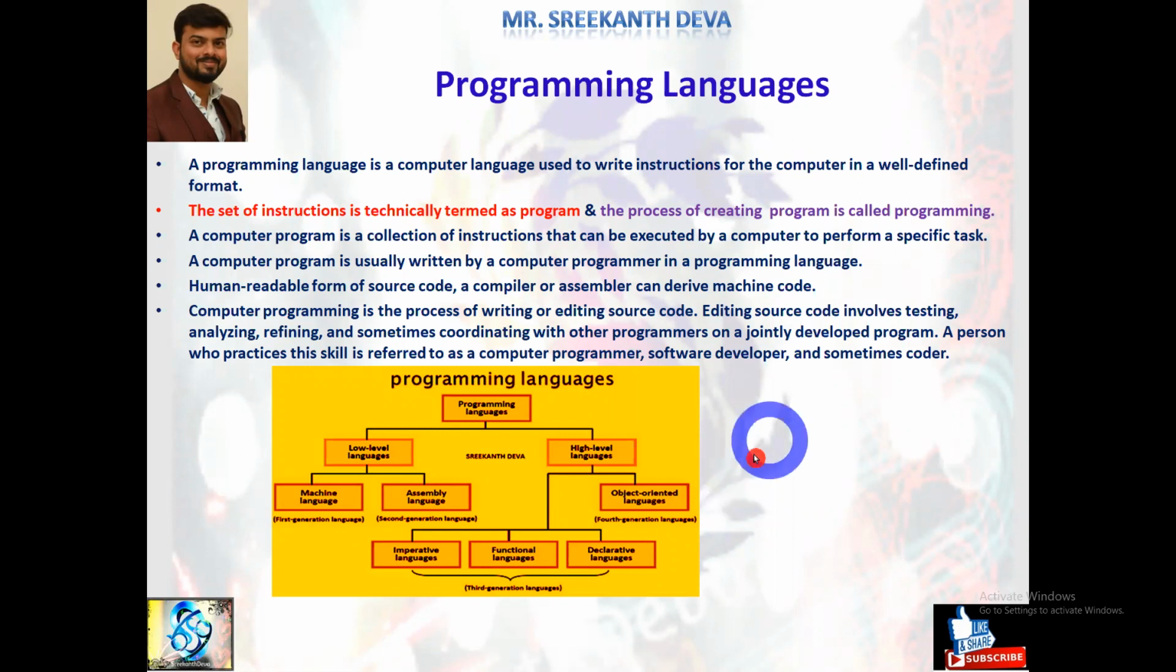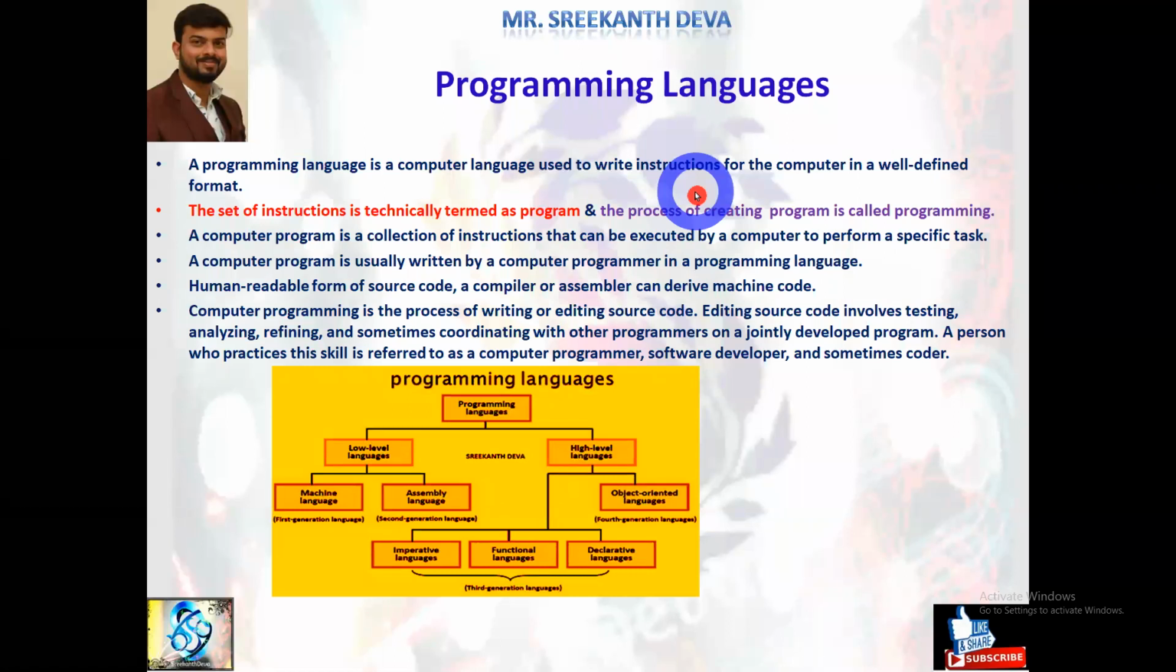In this session we try to discuss what is a program, what is a programming language, and generations of programming languages. Here, what is a program? A program is nothing but a set of instructions. And what is programming? The process of creating a program is called programming. A programming language is a computer language used to write instructions for the computer in a well defined format. Why are we writing these instructions based on a particular program? We are developing applications.